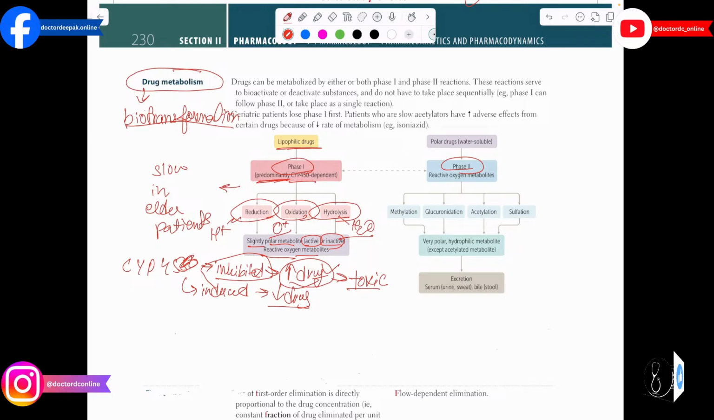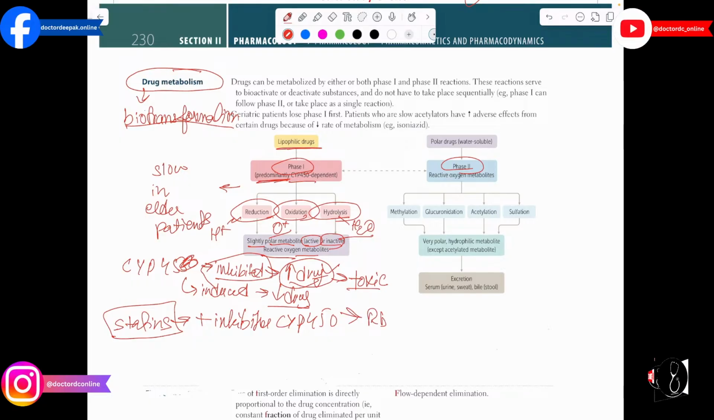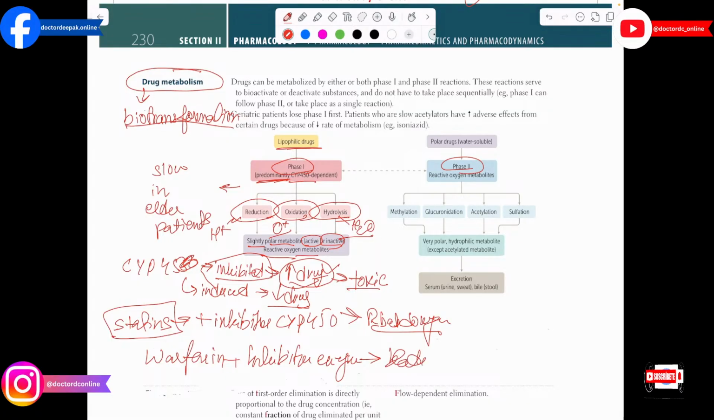Some clinically relevant possibilities: if someone is taking statins and also takes an inhibitor of cytochrome P450, it can cause rhabdomyolysis, breakdown of muscles. And if someone is taking warfarin plus inhibitors of this enzyme, it can cause bleeding and other side effects. Warfarin has a very low therapeutic index.